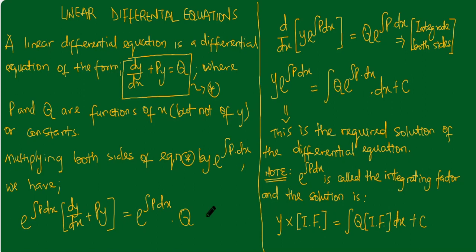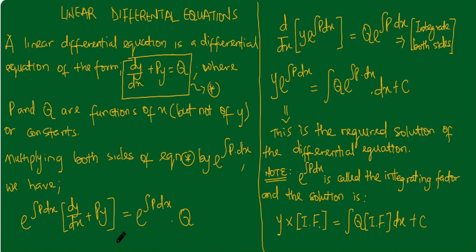So on multiplying both sides of this equation by e raised to the power integral of p with respect to x, we're going to be having e raised to the power integral of p with respect to x multiplied by the original equation on the left hand side, that's dy/dx + py, is equal to q multiplied by e raised to the power integral of p dx.